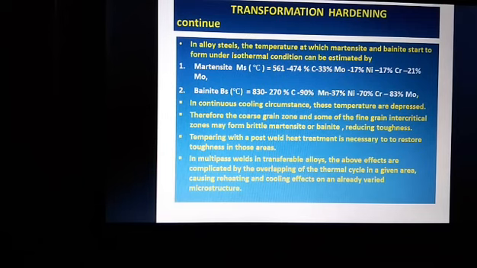In a multipass weld in a transformable alloy, the above effects are complicated by the overlapping of thermal cycles in a given area, causing reheating and cooling effects on an already varied microstructure.